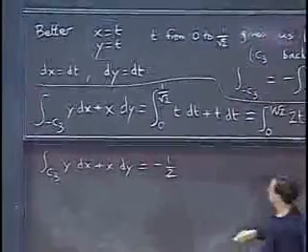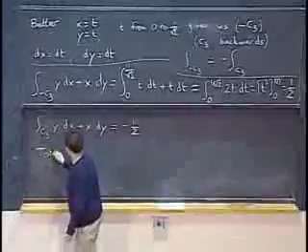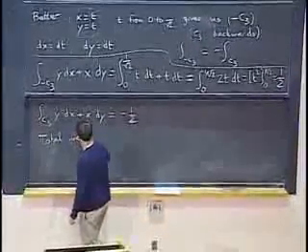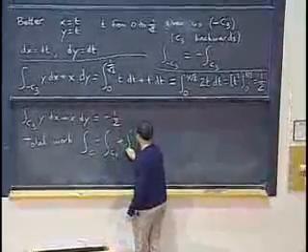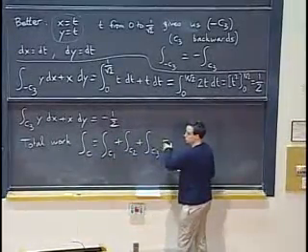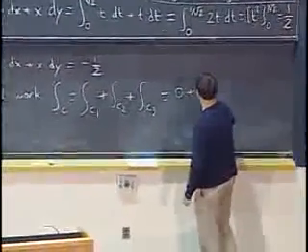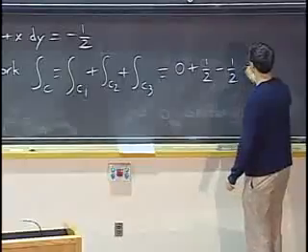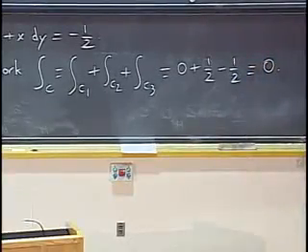Okay, so at the end, we get that the total work was the sum of the 3 line integrals. I'm not writing F dot dr just to save space. That's 0 plus 1/2 minus 1/2, and that comes out to 0. So a lot of calculations for nothing.